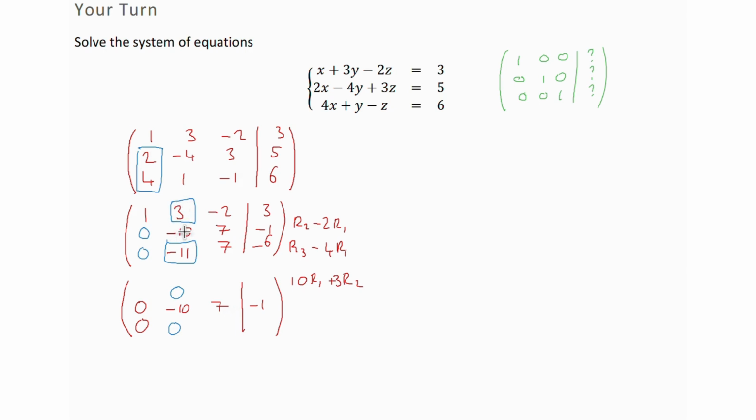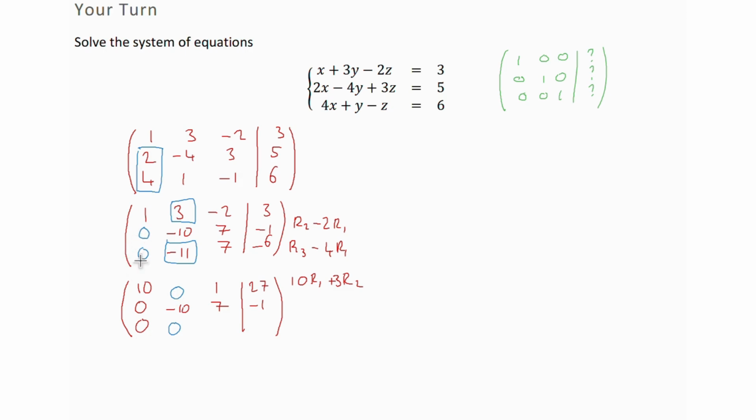That would give me 30, add negative 30, that would give me the 0. The 10 lots of row 1, add 3 lots of 0 is going to be 10. That's going to be minus 20, add 21 is 1. That's going to be 30 minus 3 is going to be 27.